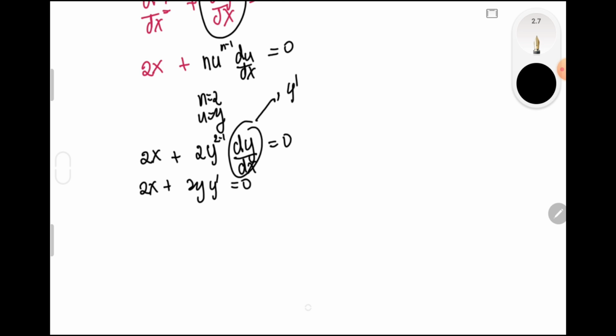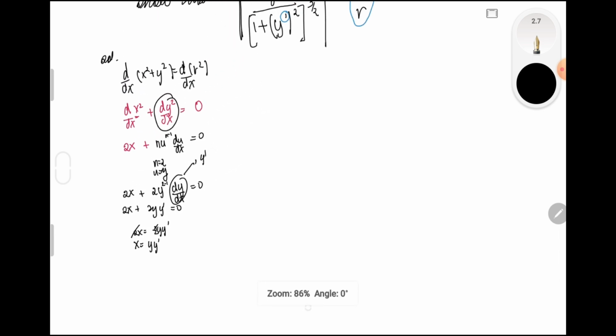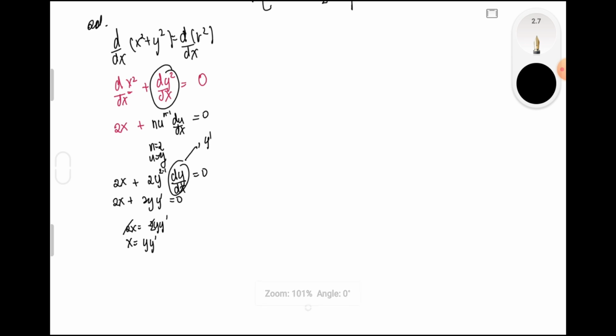So by further manipulation of this equation, I may say that our 2x is equal to negative 2y prime. So therefore, cancelling out the 2, I will have x is equal to negative y multiplied by y prime. Okay? So take note of this equation because it will be significant upon solving our problem. So next we will solve for our y double prime.